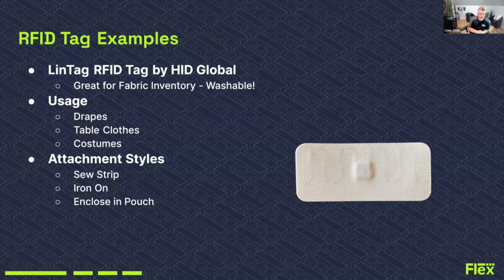LinTag, this is a great product made by HID Global. When you look at this tag, you'll see kind of a little arc in the middle. That is the actual antenna, and then there's a square IC chip in it. These are flexible and they're washable, and so they're great for attaching to drapes, tablecloths, costumes, things like that. And they have specific LinTags for different attachment styles. Some have a little area where you can screw it in, and another area to iron it on or to enclose it in a pouch where you just sew it in.